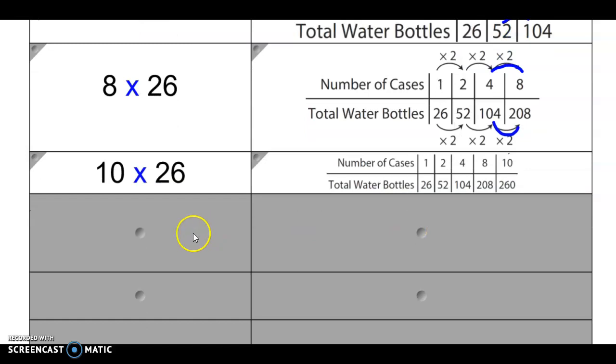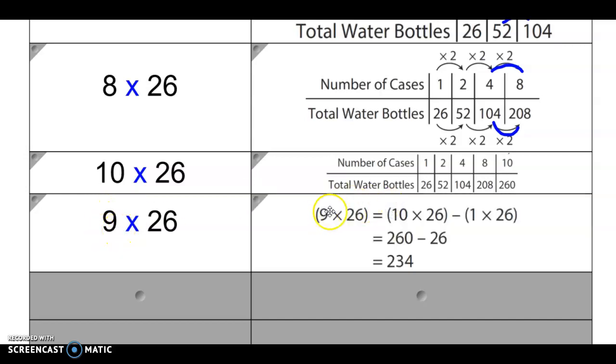We're going to build off of that 10 to try to solve 9 times 26. So 9 is one less group of 26. I'm going to show you the answer here. 9 groups of 26 is the same as doing 10 groups of 26, but take away one group of 26. So we know 10 times 26 is 260. We're going to take away one group of 26, or remove 26 from that answer, and 260 minus 26 gets us a total of 234.